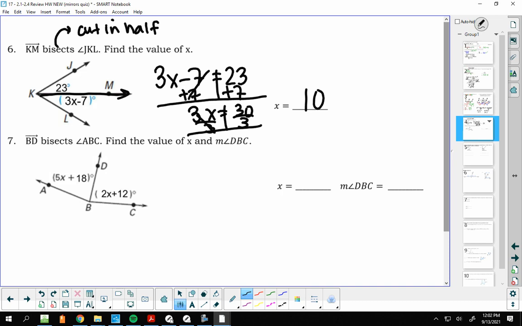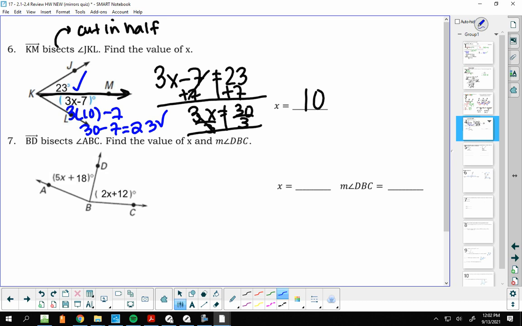How could I check my answer? Plug it in. So 3 times 10. Yep. 3 times 10 is 30, and 30 minus 7 is 23. And does 23 match the other half, 23? Good. Then we know that we did it right. That's how you can always check your work, which is the cool part about math.